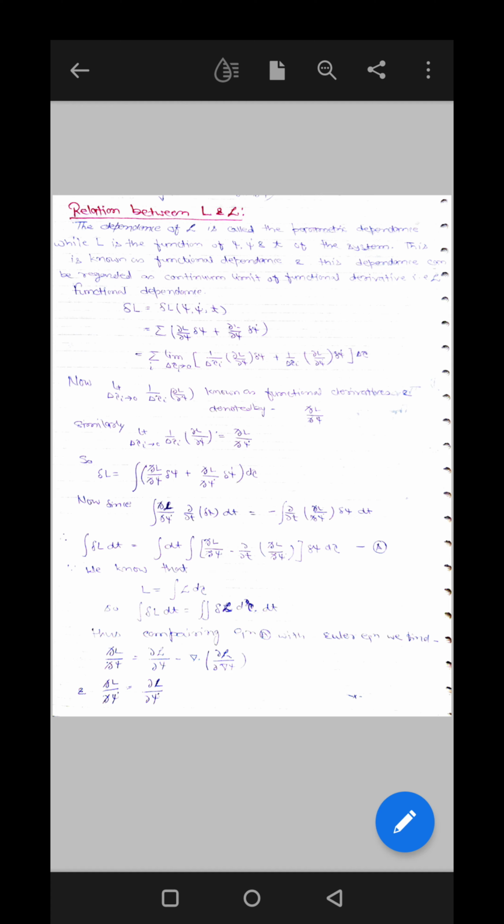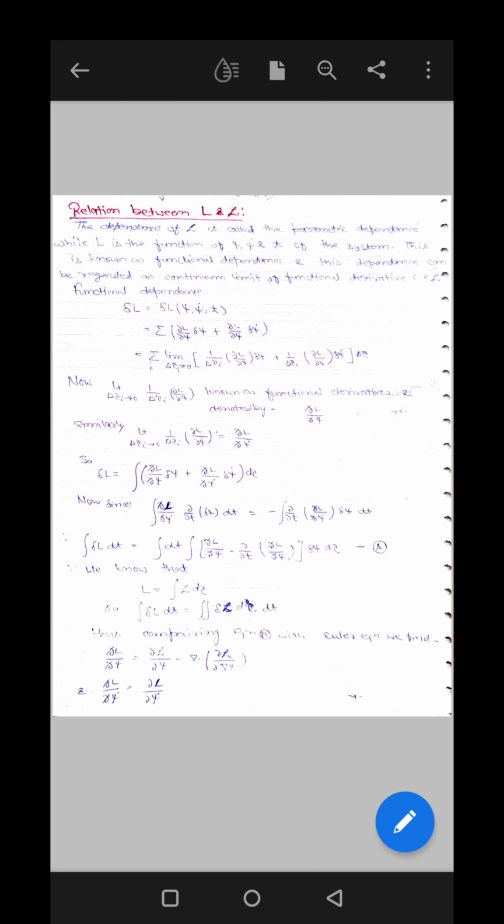Now, the limit as delta tau I tends to 0 of 1 over delta tau I delta L over delta psi is known as the functional derivative and denoted by del cross L over del cross psi. Similarly, we can write for del L over del psi dot. So we can write delta L equals del cross L over del cross psi delta psi plus del cross L over del cross psi dot delta psi dot d tau.